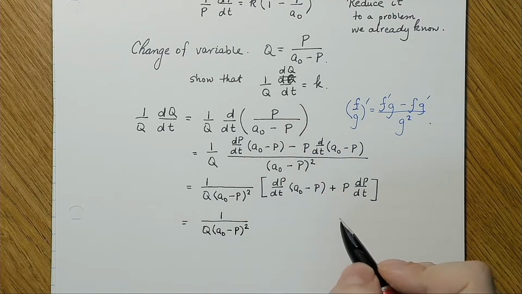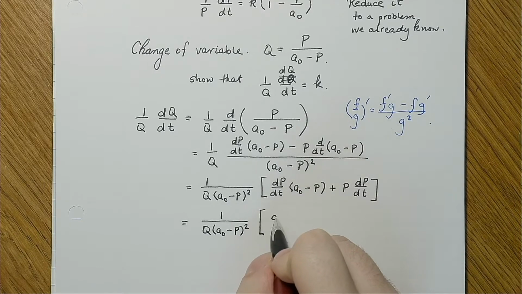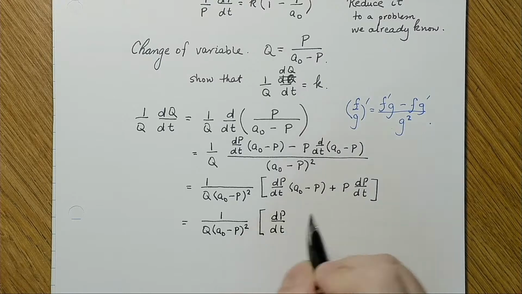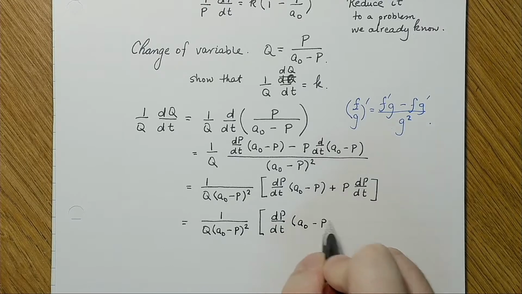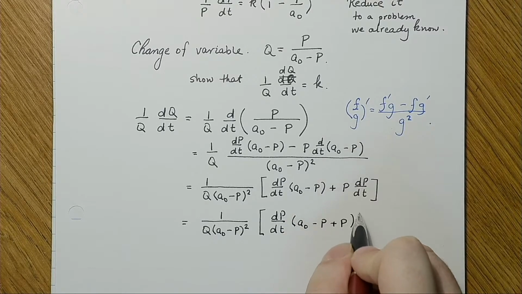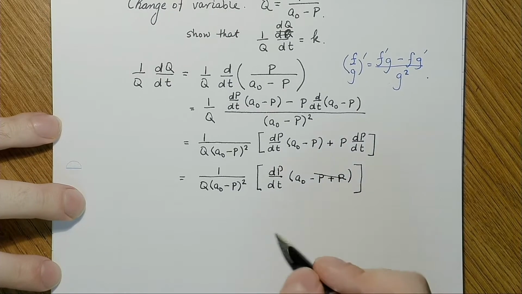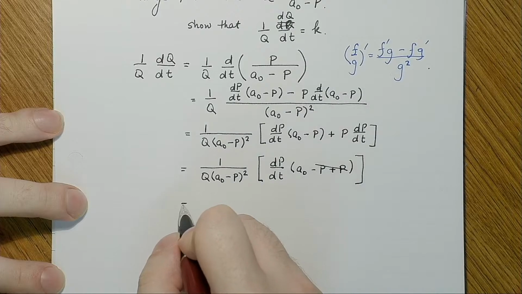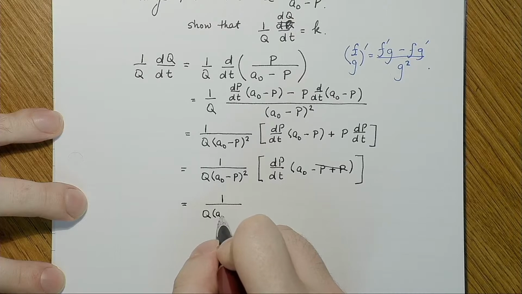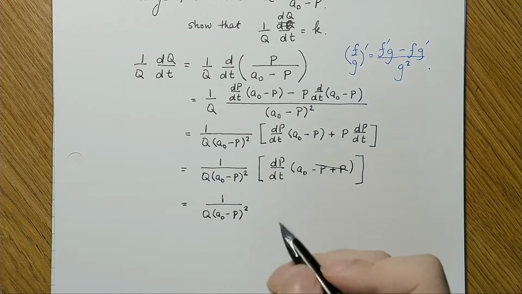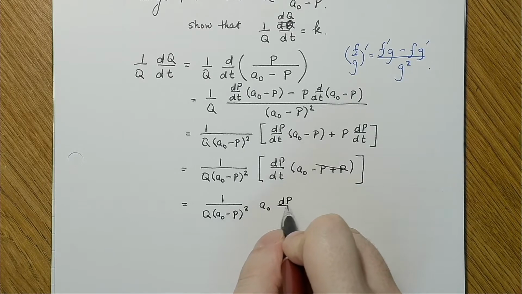The next thing that I can do is factor out this dp by dt. So when I do that, I have a naught minus p plus p, which means that these p and minus p can cancel. And so I'm left with 1 over this q, a naught minus p squared times a naught dp by dt.